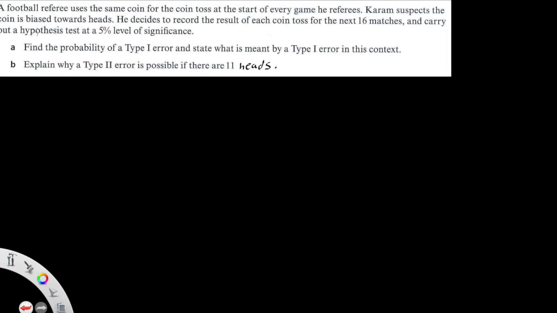Example number 1. A football referee uses the same coin for the coin toss at the start of every game he referees. Karam suspects the coin is biased towards heads. He decides to record the result of each coin toss for the next 16 matches and carry out a hypothesis test at a 5% level of significance. Part A, find the probability of a type 1 error and state what is meant by a type 1 error in this context. Part B, explain why a type 2 error is possible if there are 11 heads.